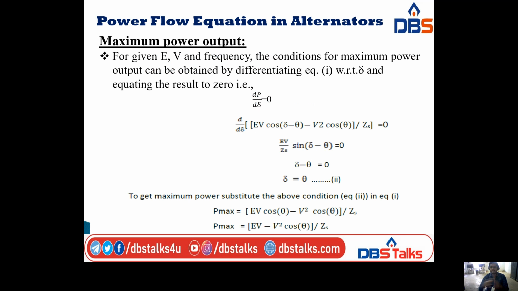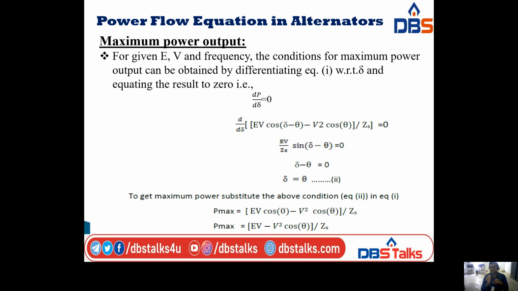And next, coming to the maximum power output. Previously we derived the power output per phase, and now I am going to discuss maximum power output for that case. For given E, V and frequency, that means EMF, voltage and frequency, the condition for maximum power output can be obtained by differentiating equation number 1 with respect to delta and equating the result to 0. That is dP by d delta is equal to 0. Why am I taking this? To determine the maximum power output from equation number 1.